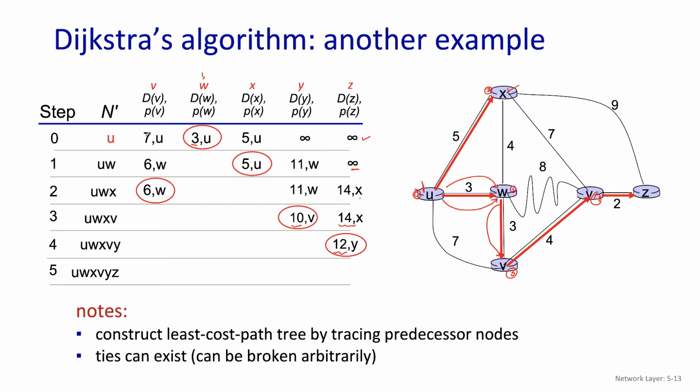We start with 7, 3, and 5, which are the edges from U to X, from U to W, from U to V. Then we picked the least cost, which is 3 at this point. Now you will be investigating from here, and you will do the same thing. Then you will go with the least cost until you explore the whole network.